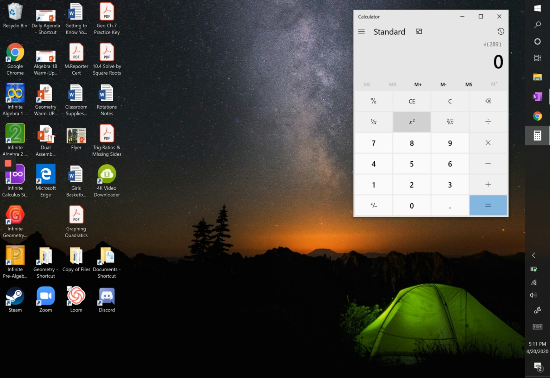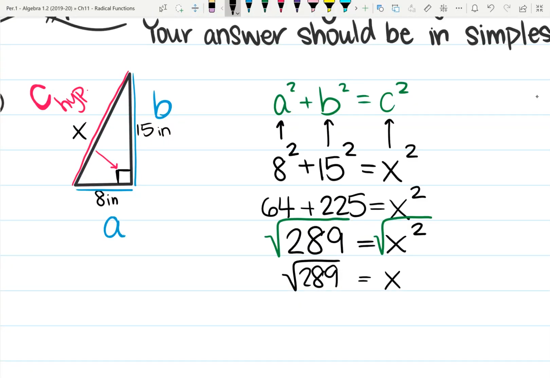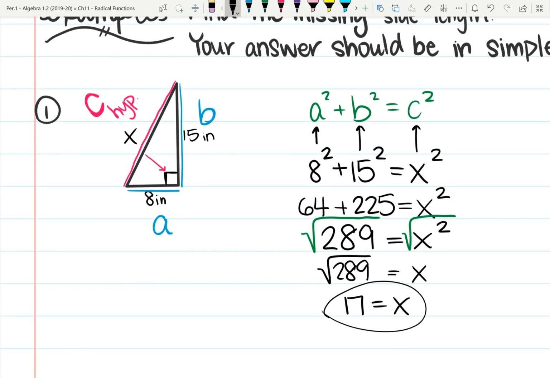17. Hey, it's a perfect square. Let me just double check that. 17 times 17 is 289. Hey, what do you know? It's a perfect square. Cool. So this 289 actually simplifies into 17. And there we go. We found the missing side. If I go back to this picture, I know the hypotenuse is 17 inches long.